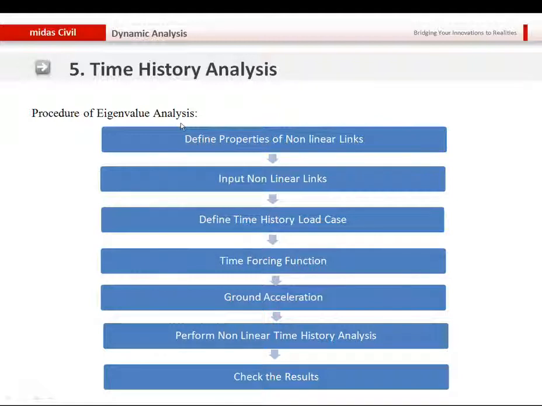So this is the procedure of the time history analysis by MIDAS Civil. I have wrongly written it as the procedure of eigenvalue analysis. I'm sorry for that. So first we need to define the properties of nonlinear links. If you are doing the nonlinear boundary time history analysis, then you need to define the nonlinear links. Then you input the several nonlinear links, assign them to the structure, and then you specify the time history load case, the time forcing function, the ground acceleration, and then perform the time history analysis and then check the results.